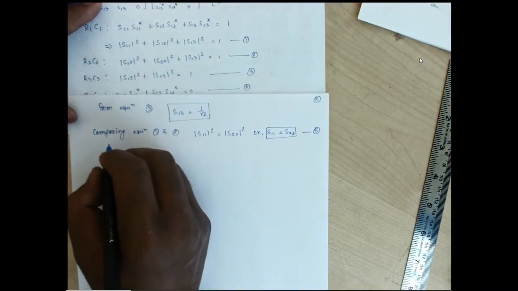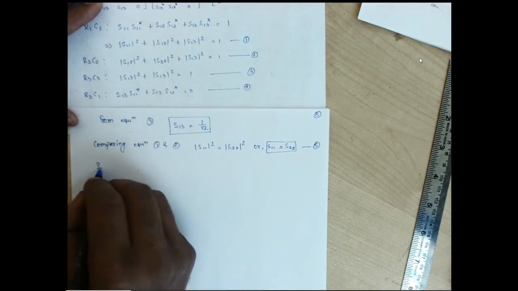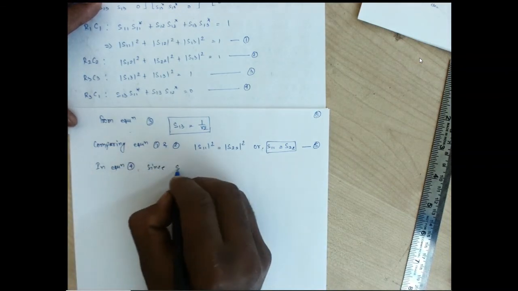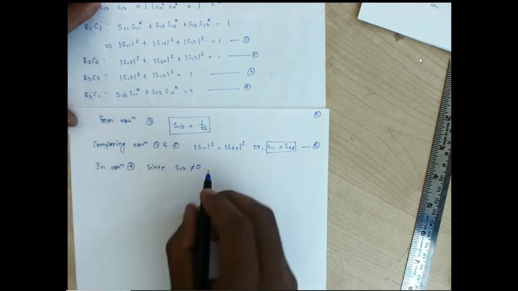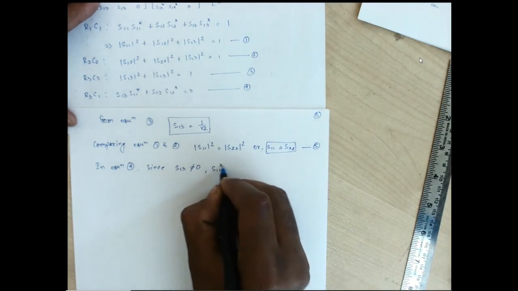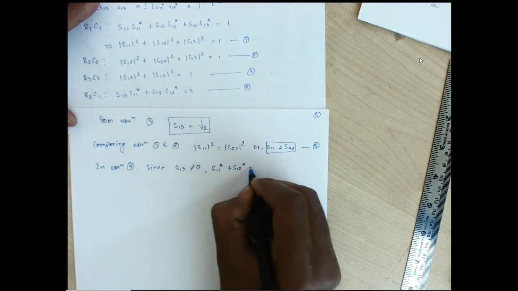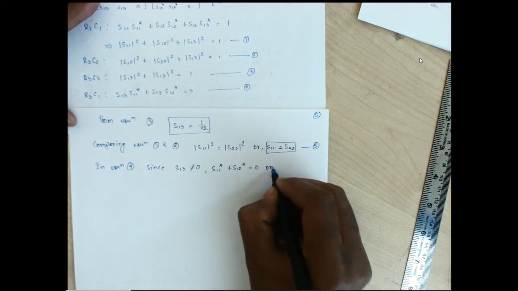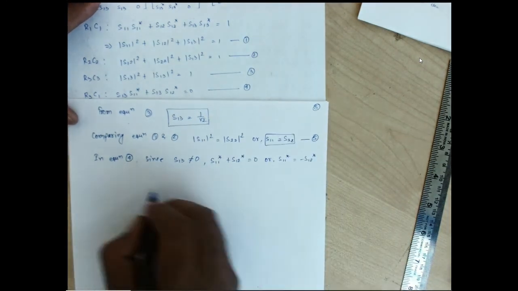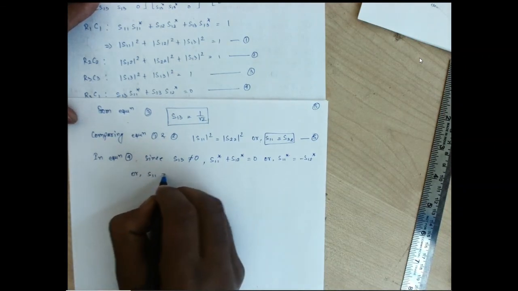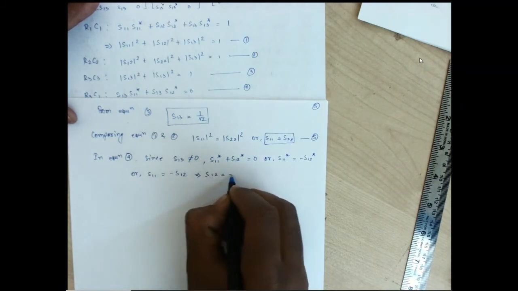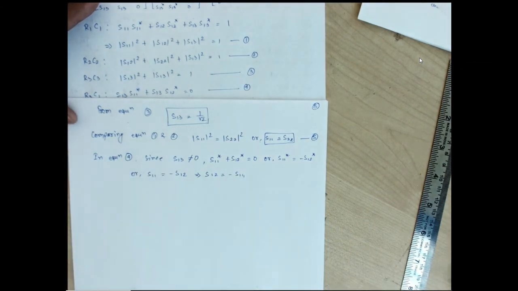In equation 4, since S13 cannot be 0, we can take S11 conjugate plus S12 conjugate equals 0, or S11 conjugate equals minus S12 conjugate, or we can say S11 equals minus S12, that is S12 equals minus S11. Either of these we can use.